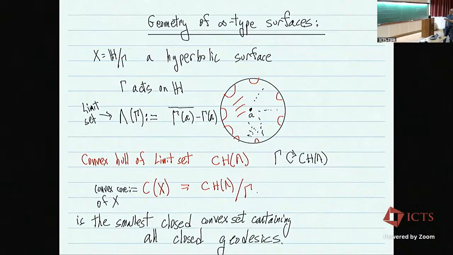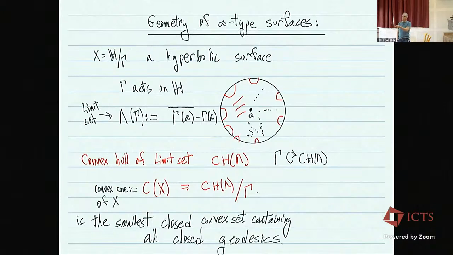So again, suppose we have a hyperbolic surface. It's of the form H mod gamma. Gamma is a discrete subgroup of isometries acting on the hyperbolic plane, torsion-free, let's just assume torsion-free, because we want a surface. Then, as Tengrin talked about yesterday, the limit set. So let me just define it again.